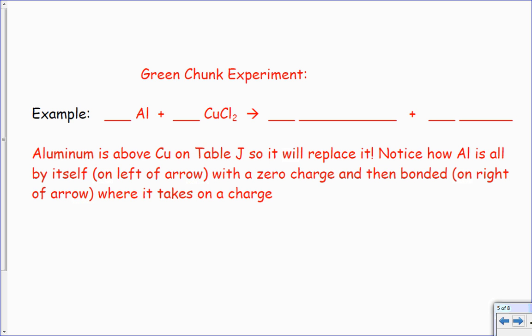So the green chunk experiment, we very well may do this lab. I haven't decided yet or not, but here we go. I have aluminum is above Cu on table J, so it will replace it. That was the reactivity we did last unit.